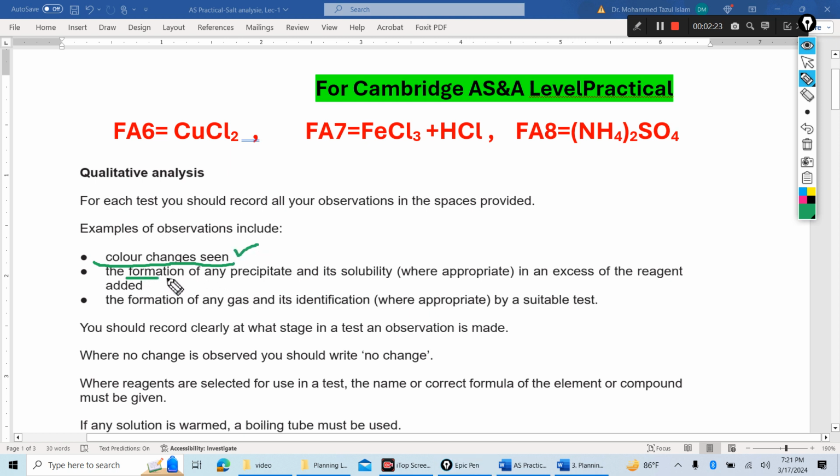Then the formation of any precipitate, if any precipitate is formed, you must mention, say blue precipitate, and its solubility in an excess of the reagent added. Say if you add a small amount of sodium hydroxide, you see blue precipitate, then you add more sodium hydroxide, the blue precipitate dissolves, or the blue precipitate does not dissolve, you must mention it.